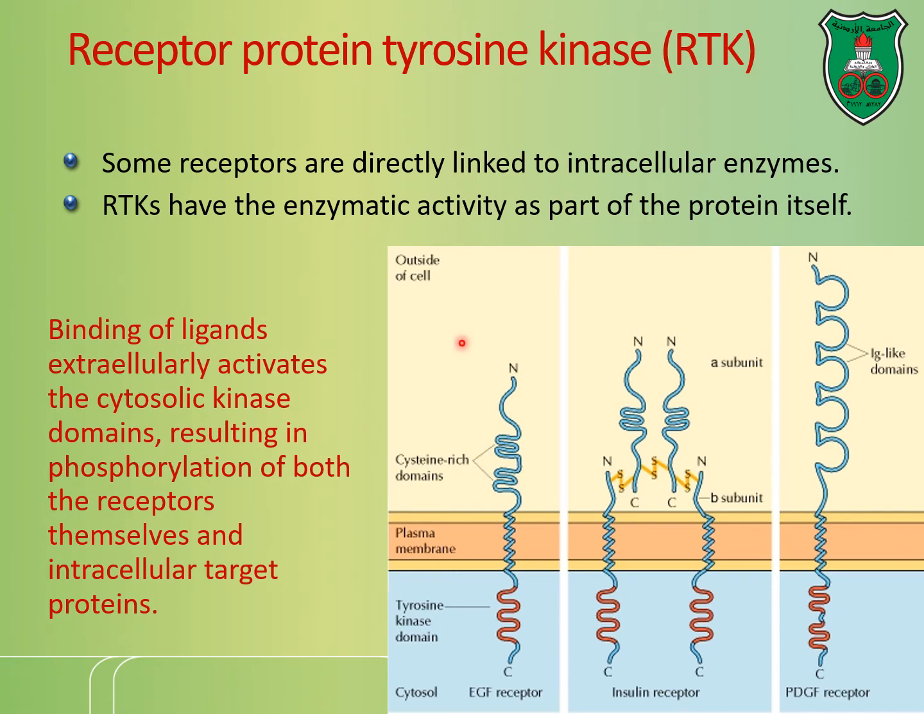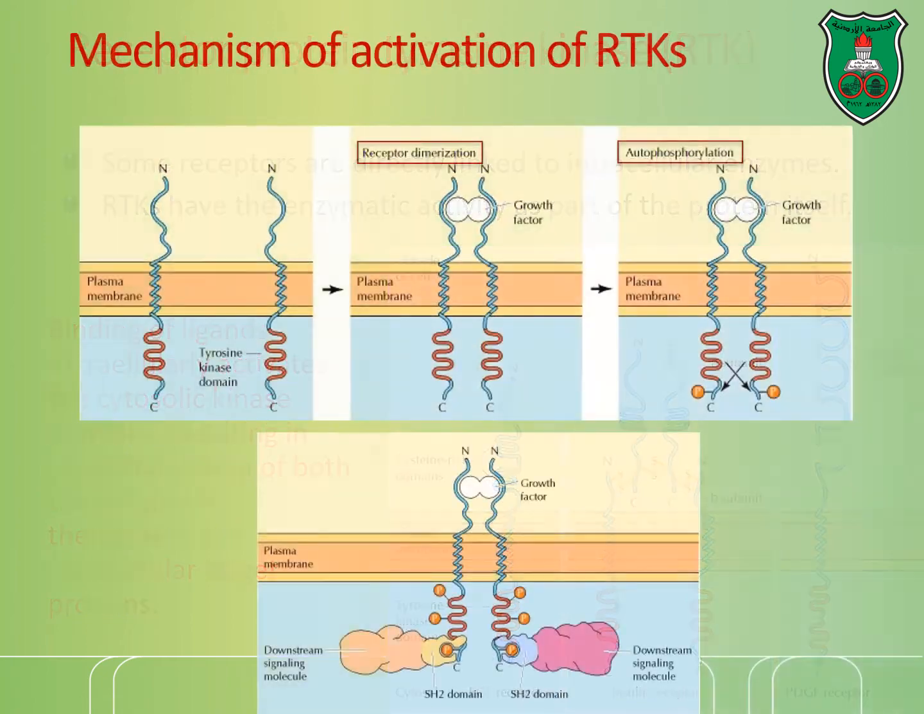So what happens here is that you have a ligand that binds to a receptor, and the kinase activity is activated. So the receptor can phosphorylate itself and maybe other proteins as well. So this is how it goes. You have two receptors that are far away from each other. When a ligand comes and interacts with these receptors, they dimerize, getting the two kinase domains close to each other, so they can phosphorylate each other.